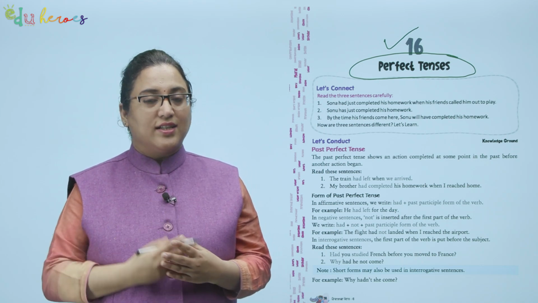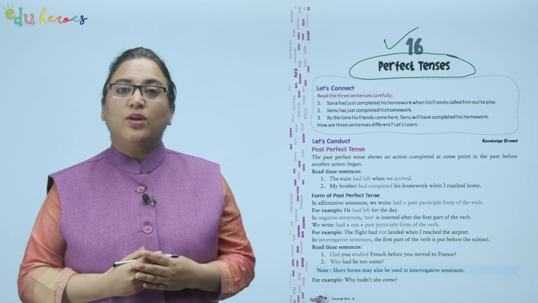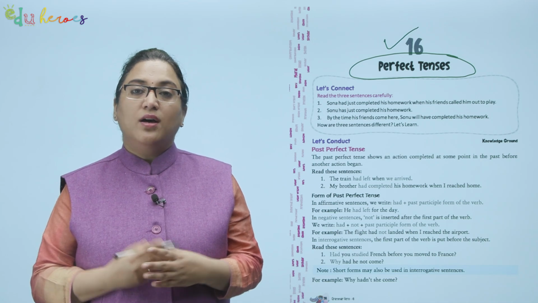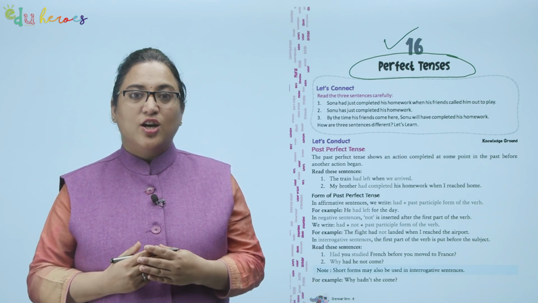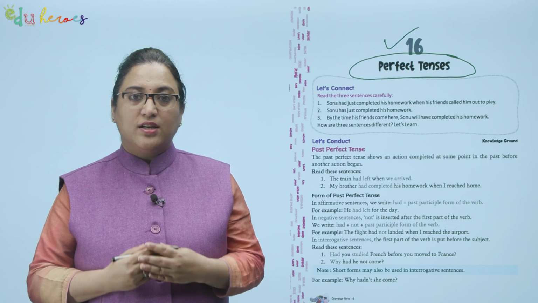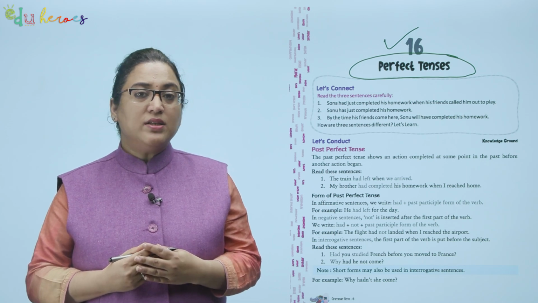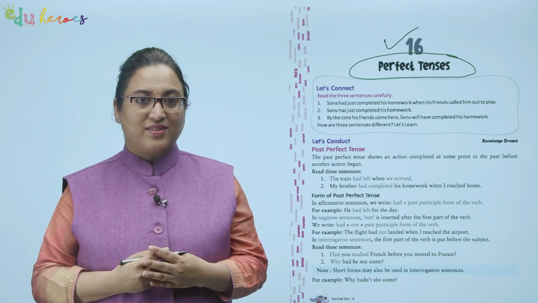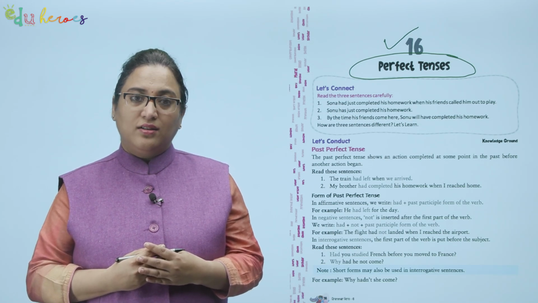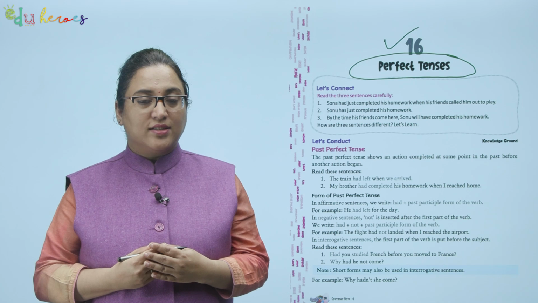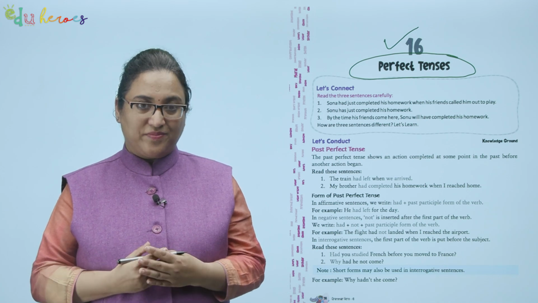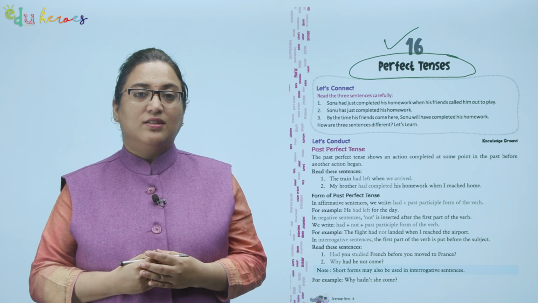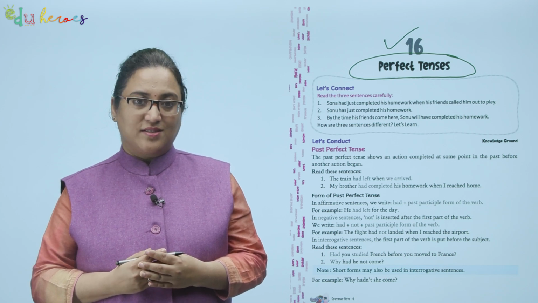Let's read these sentences carefully. Sona had just completed his homework when his friends called him out to play. Sonu has just completed his homework. By the time his friends come here, Sonu will have completed his homework. Now, think about how these sentences are different in which terms? This will lead you to be curious about the perfect tenses.